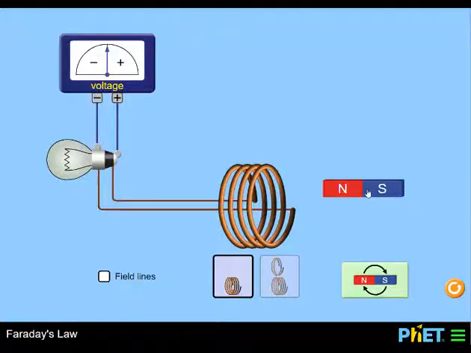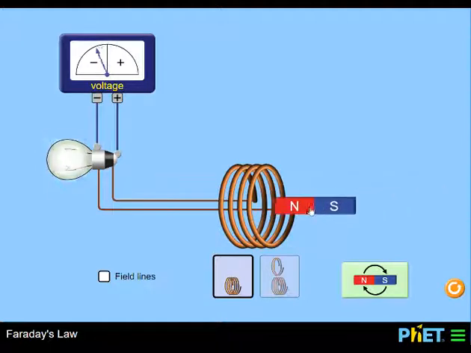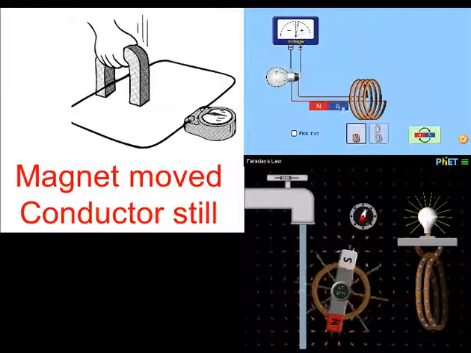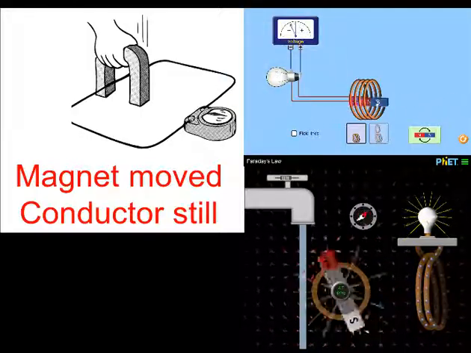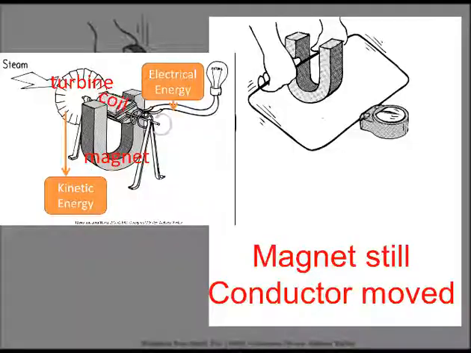Whenever a conductor and a magnet are moved relative to one another, electricity is generated in the conductor. Ways of doing this include that the conductor could be kept still and the magnet moved, or the magnet could be kept still and the conductor moved.